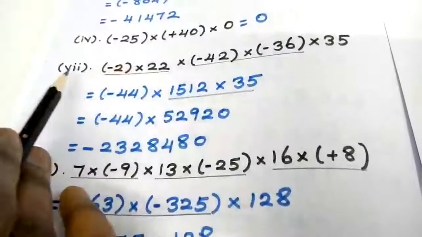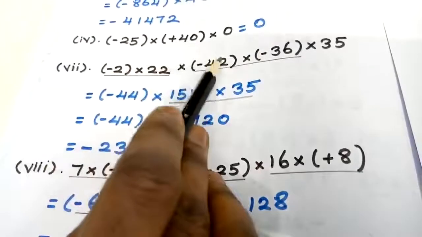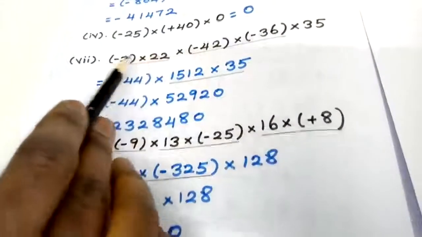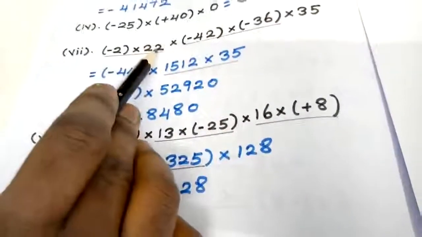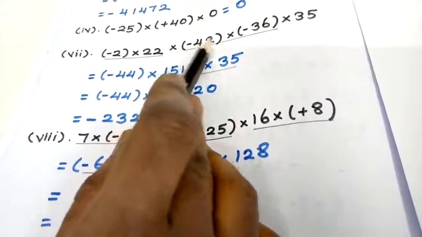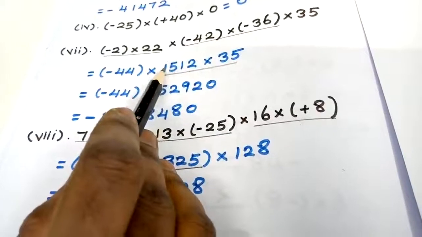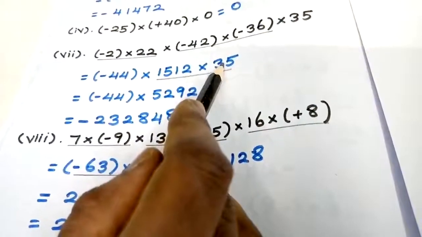Coming to question number 7. See how many numbers you are having here. 1, 2, 3, 4, 5. You can do the calculation in any way. What I am doing here is pairing 2 numbers first. I am multiplying this value, students. I am getting minus 44 into minus 42 into minus 36. I am getting 1512 into 35. I am writing it as it is.